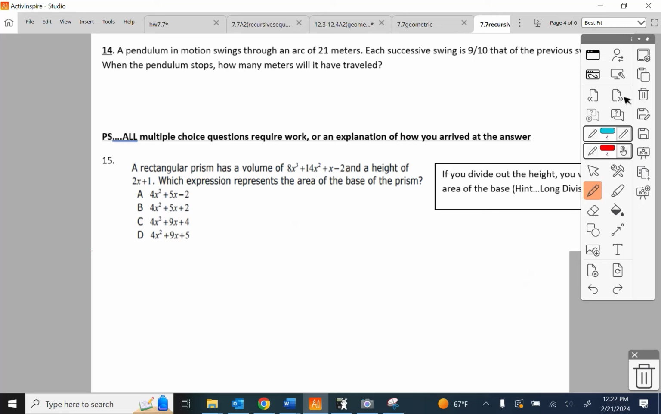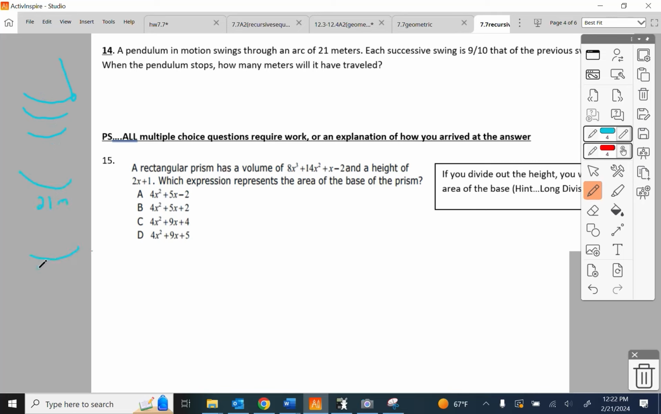14, a pendulum in motion swings through an arc of 21 meters. Each successive swing is 9/10 that of the previous. When the pendulum stops, how many meters will it have traveled? So a pendulum is that thing, you guys have all seen it. You pick it up and then it falls, and then it comes back, and then it swings back. But on its first swing, we covered 21 meters.